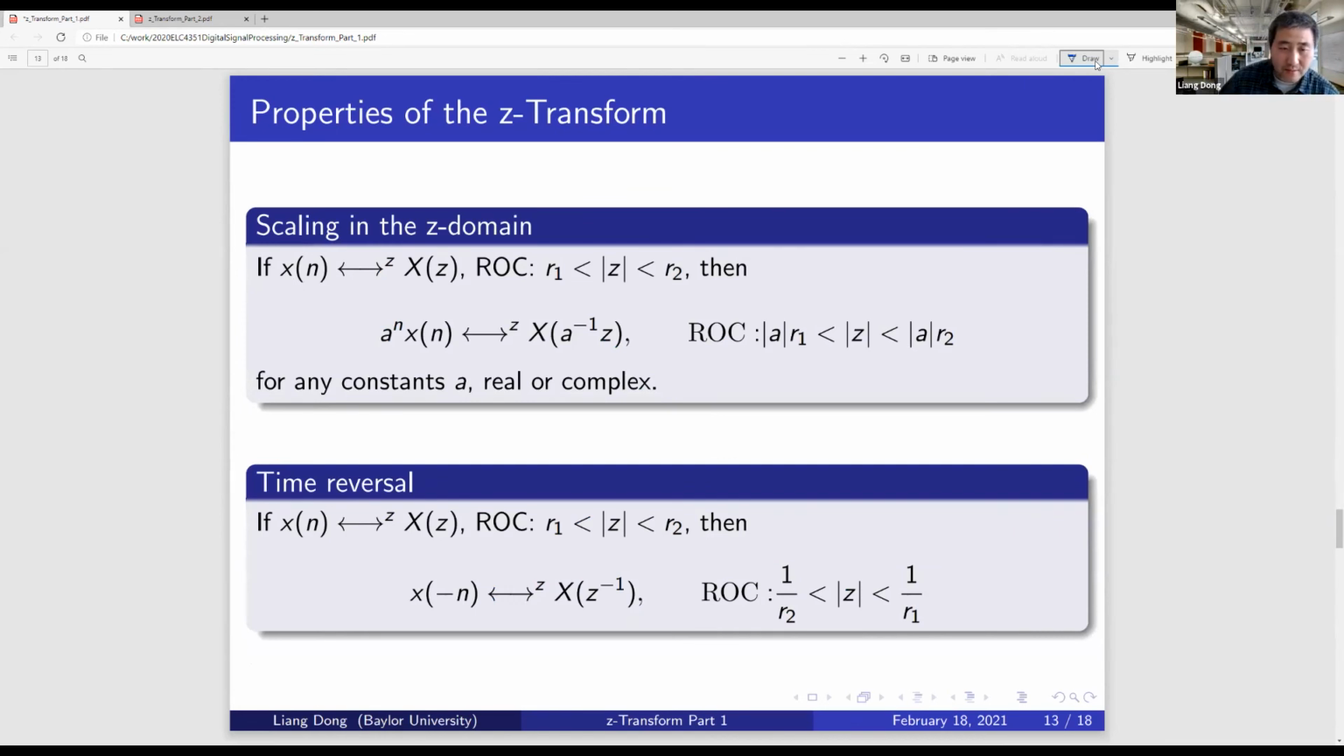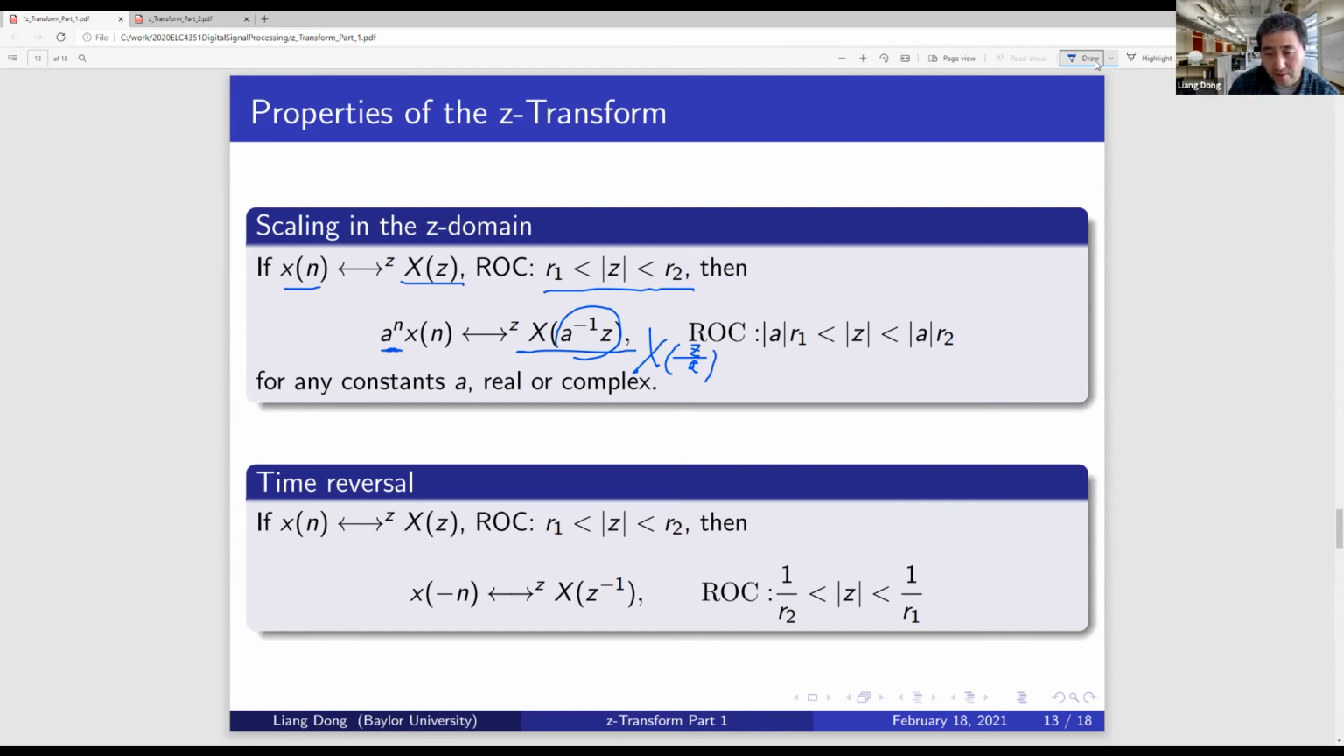Scaling in the z domain. Scaling is that I have x[n] and X(z) as a z transform pair. The region of convergence is within this range R1 and R2. So scaling, I scale by this term, a to the power n. It's a power term, a to the power n times x[n]. Then in the z domain, we will have X inside the parenthesis, a to the power negative 1 times z. So basically, that's z over a. So it's a scaling. Scaling by a to the power n in the z domain, you kind of shrink by a. Region of convergence also changes.